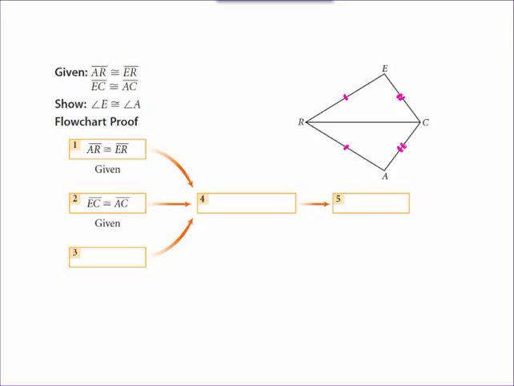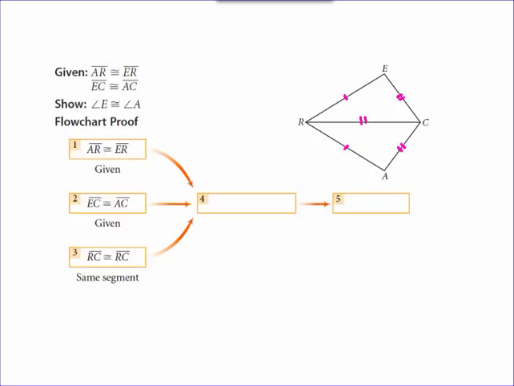So now based on that, is there anything else in this diagram that you can say is true? RC is what? Equal to itself. RC is equal to itself, right. The reason for that is that that's the same segment. You will sometimes hear this referred to as the reflexive property. But that is the same segment.